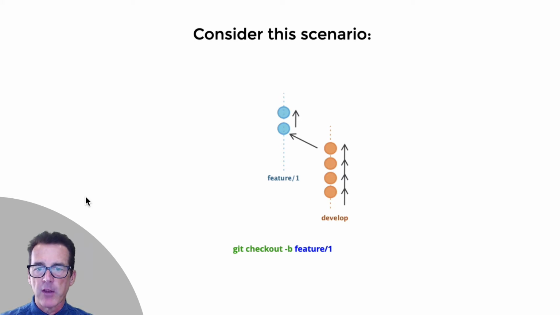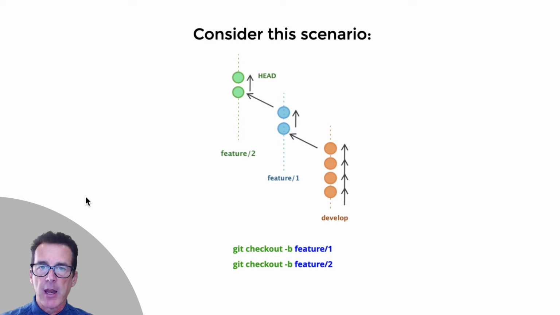So we use the git checkout command to create a new branch called feature/2. And we start adding our fixes and enhancements for feature number 2. And you can see here that HEAD is pointing to the branch feature/2 and the latest commit.